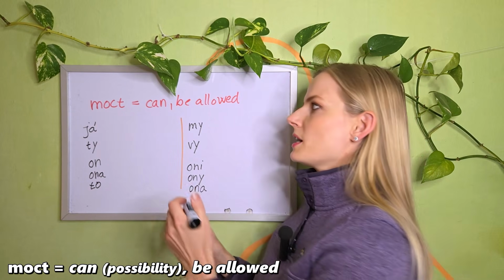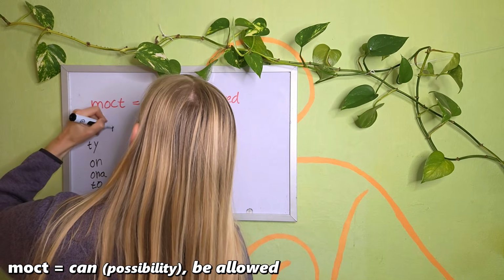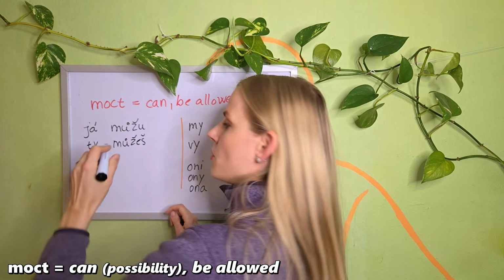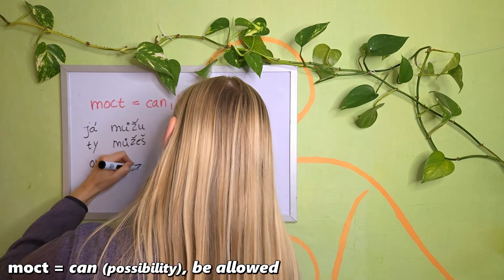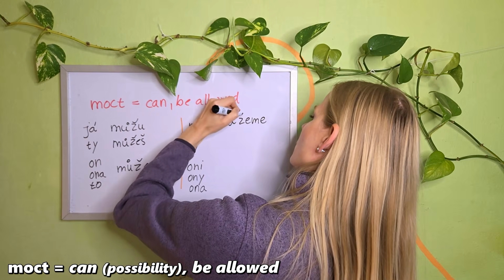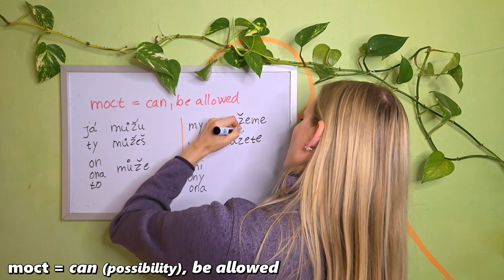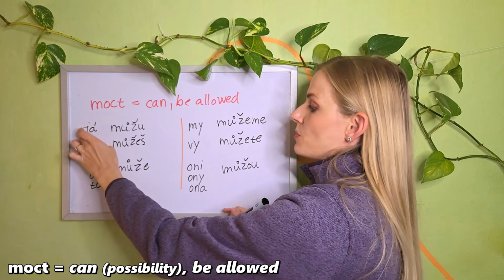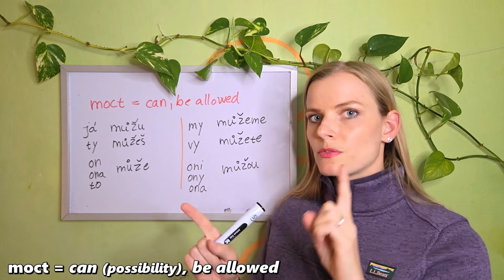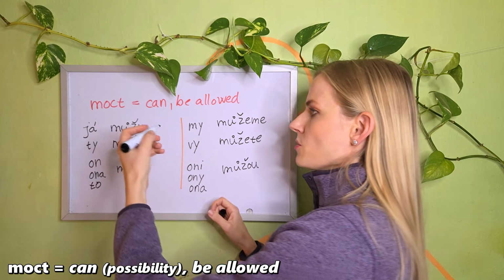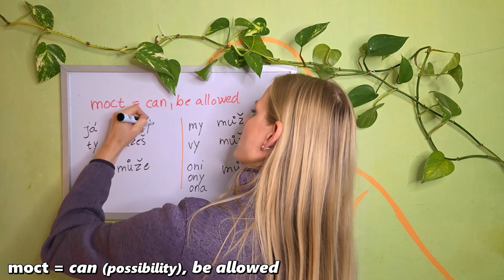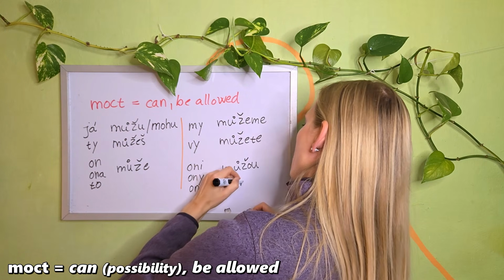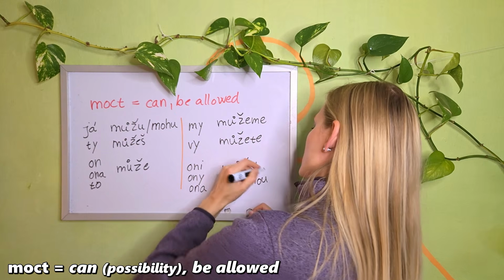Já můžu, I can. Já můžu, ty můžeš. On, ona, ono může, my můžeme, vy můžete a oni můžou. One interesting thing is that this pronoun and this pronoun can have two forms. You could also sometimes see this form mohu or mohou. What is it for?